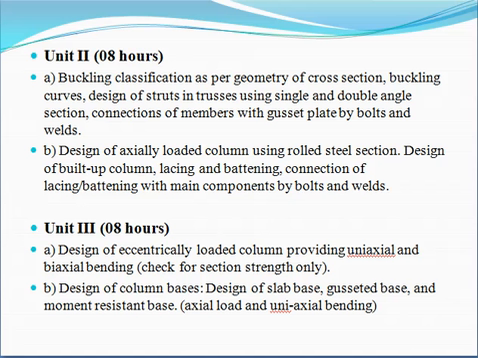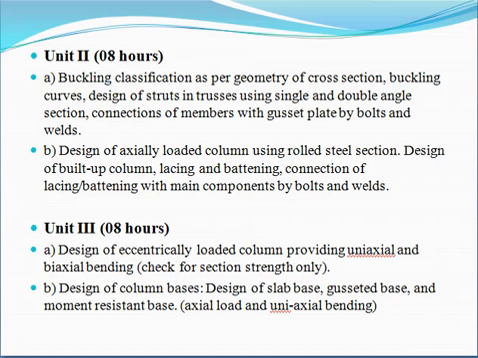Next, we will see unit number 2. Unit number 2 part A comprises buckling classification as per the geometry of cross section, buckling curves, design of strut in trusses using single and double angle section, and connection of members with gusset plate by bolts and weld. This is all about the design of the compression member. Means unit number 2 part A consists of design of a compression member.